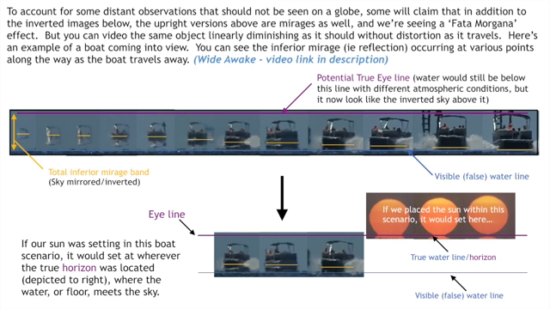So here's an example of a boat coming into view. You can see the inferior mirage, or i.e. reflection, occurring at various points along the way as the boat travels away. Again, video link in the description. Keep in mind that the water exists within that yellow zone that I've marked out with that arrow. Water still exists there. The purple line represents the possible horizon. I've just placed possible because I'm not sure within this video, but the horizon would be above that layer. And if that layer were to disappear, you would see water behind the boat as it travels away.